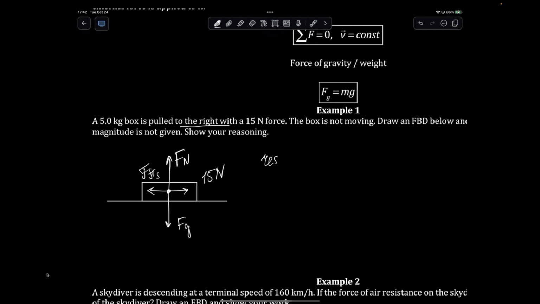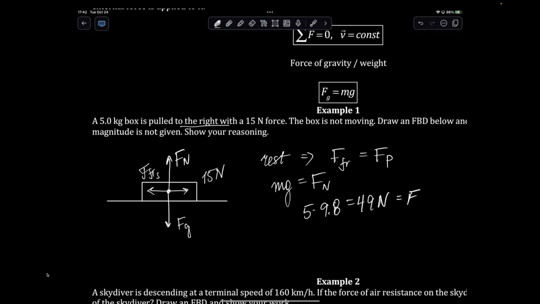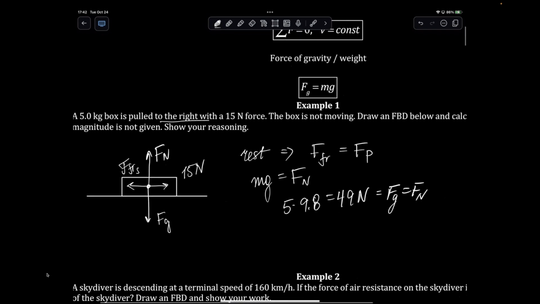So rest. Therefore, I know that my force of friction equals my force of pull. And then my mg equals my force normal. So 5 times 9.8 will be my 49 newtons, that will be my force of gravity and normal force, since it's asking me to find the forces acting on my box.